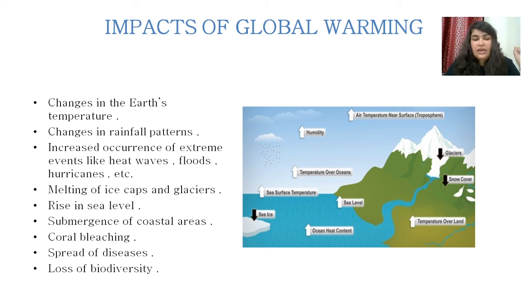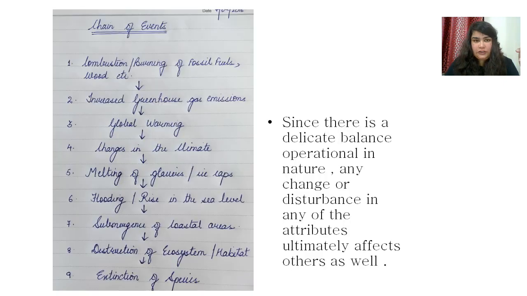Furthermore, there is an increased occurrence of extreme events: heat waves, floods, hurricanes, etc. Right? Also, there will be a predominant phenomenon of melting of ice caps and glaciers. Also, there is going to be a rise in sea level. Why will it be so? Because obviously, as glaciers melt, the water in the sea will increase. Then submergence of coastal areas, coral bleaching, spread of diseases, and loss of biodiversity. So it basically is a chain of events that is triggered.